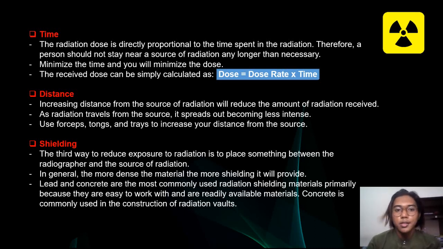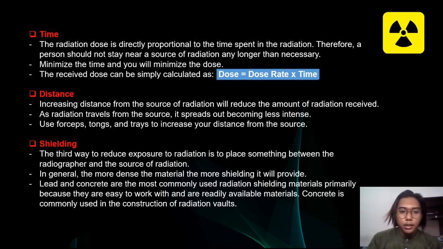Distance. Increasing distance from the source of radiation will reduce the amount of radiation received. The farther you are from the source, the less intense the radiation is. Use forceps, tongs, and tails to increase your distance from the source.